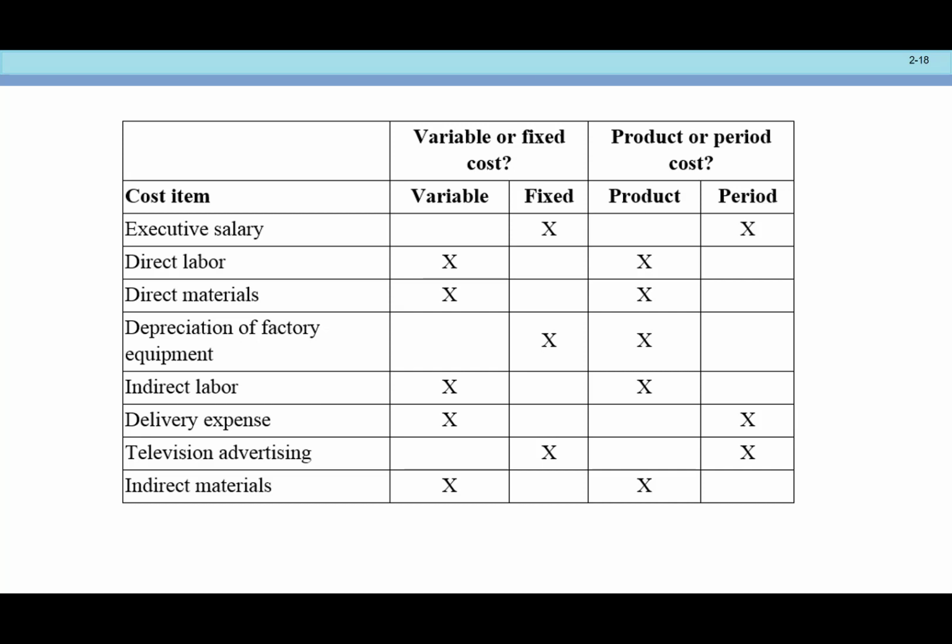Okay, television advertising is going to be what? Going to be fixed. It is a period cost. Typically, it would be indirect. It could be direct if you were advertising for that one thing, I guess, right? Then it could be direct. But usually advertising, that's the whole point, it's supposed to cover a lot of different things, right? Okay. And then indirect materials are going to be variable, and they are product. Okay?